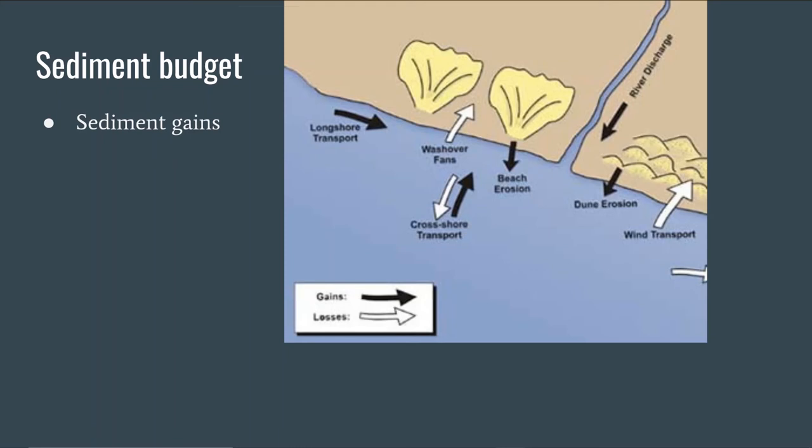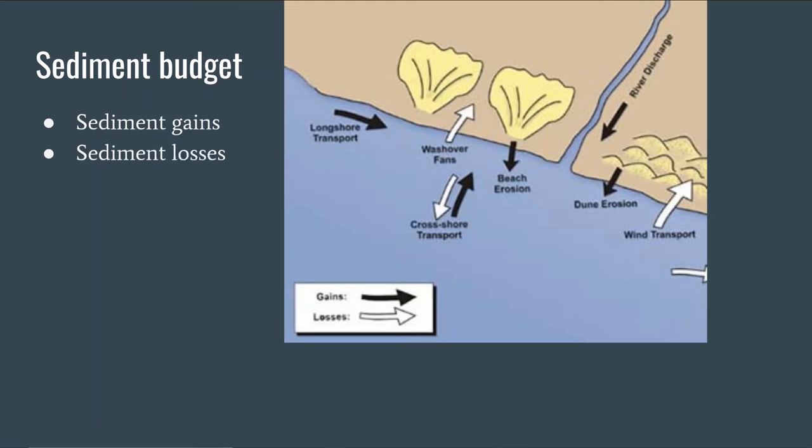So in this case, we have these black arrows showing where there are gains of sediment in this coastal system. And that's from longshore transport brought in from somewhere else, from beach erosion. So we're actually bringing sediment onto the beach from the areas behind the beach, maybe because of wind or because of rainfall, bringing some of that local sand down onto the beach. And then also, of course, a big one is that river discharge, where you get all the sediment carried by a river let out into the coast.